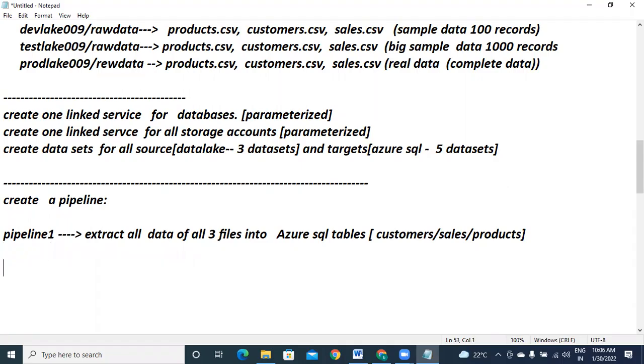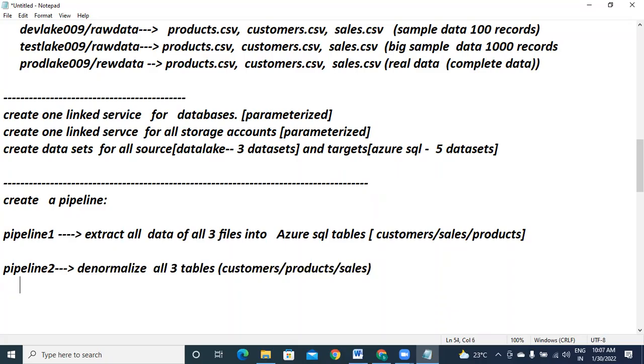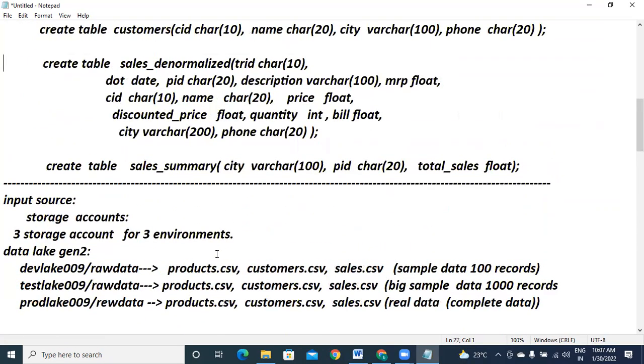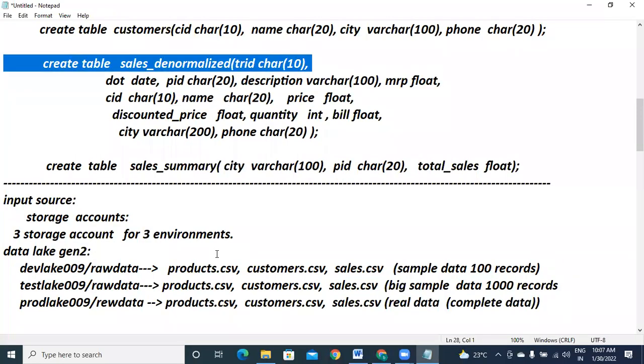Now pipeline 2. One more pipeline I need. Once data reaches the Azure SQL tables, denormalize all 3 tables. What are those 3 tables again? Customers, products, and sales. And load into, what is the 4th table we have created here? Sales denormalized. That is the table.